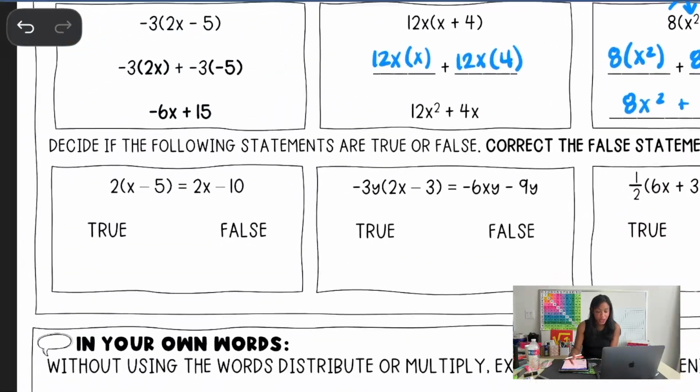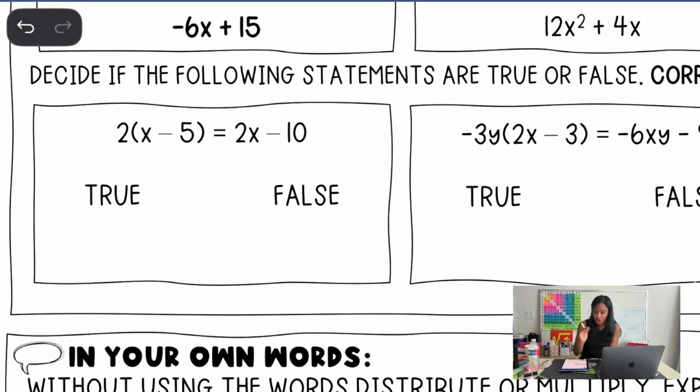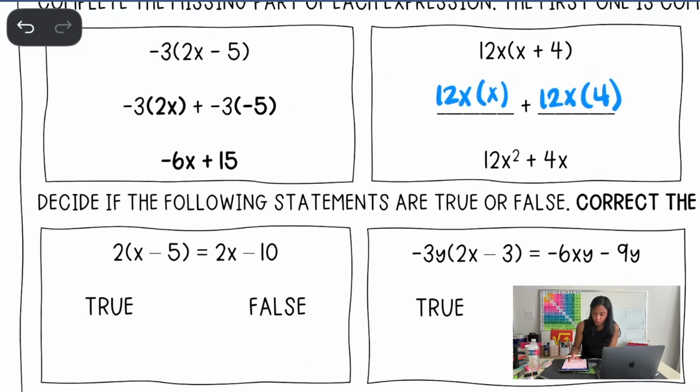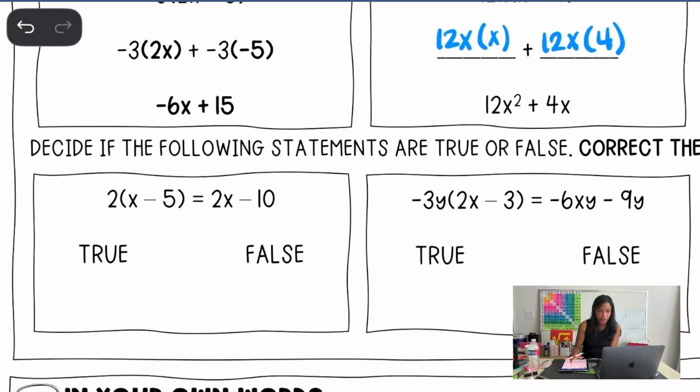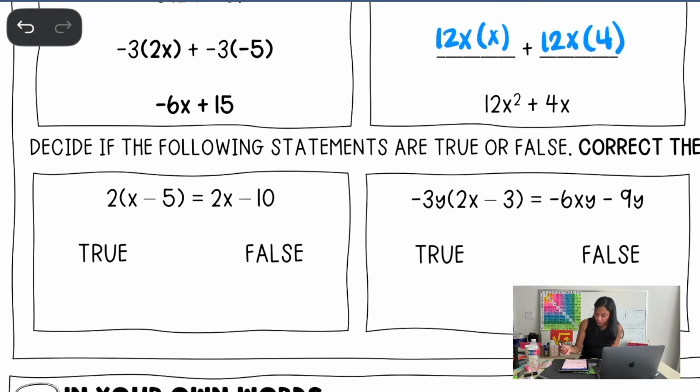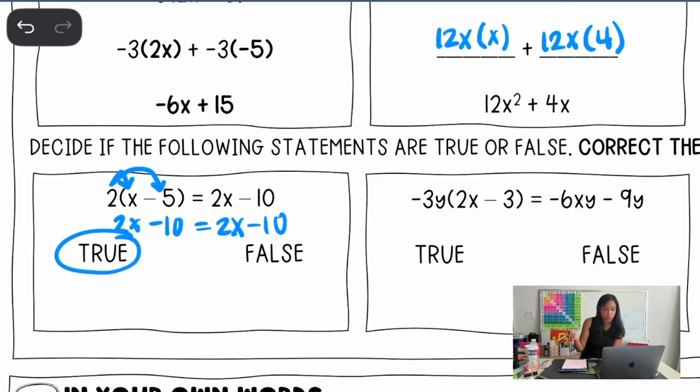All right. Zooming back in, we need to decide if the following statements are true or false. And then we're going to correct the false statements if we have any. All right. We have our first one says 2 times x minus 5 equals 2x minus 10. 2 times x is 2x. 2 times negative 5 is negative 10. 2x minus 10 equals 2x minus 10. This is true. Woo!